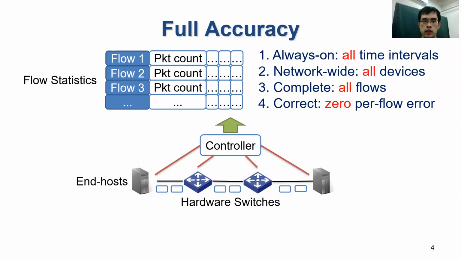For full accuracy, we expect the monitoring can cover all time intervals, all devices, and record all flows. And for each recorded flow, we also expect that its statistics are computed with zero error. Such full accuracy can benefit many network management applications because full accuracy can avoid noisy interference due to measurement error. So eventually, the efficiency of network management will be improved.